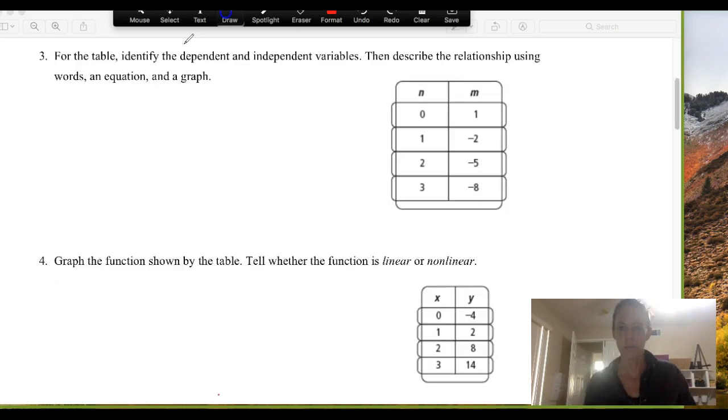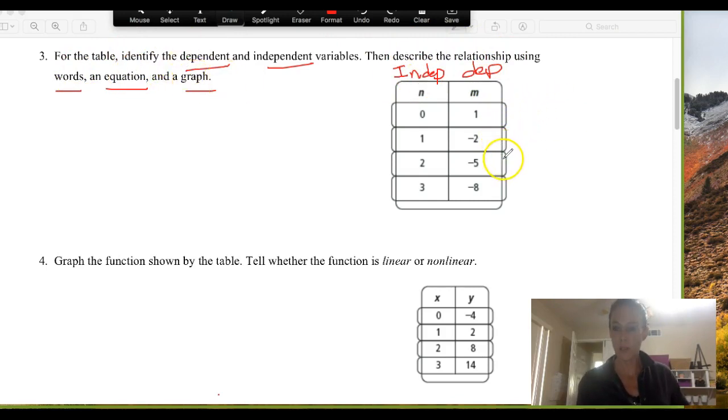All right, let's go on to number 3. For the table, identify the dependent and independent variables. Describe the relationship using words, an equation, and a graph. Make sure you do all the things it asks you to do here. So here, if this is my x and this is my y, the y always depends on what I choose for x. I'm going to plug in 0, and then it's going to give me out a 1. So this is my independent. I just pick it. And then the y depends on the x, or the m depends on the n, okay? So I'm going to identify that here, independent, dependent. Now I'm going to describe the relationship using words, an equation, and a graph, 3 things.